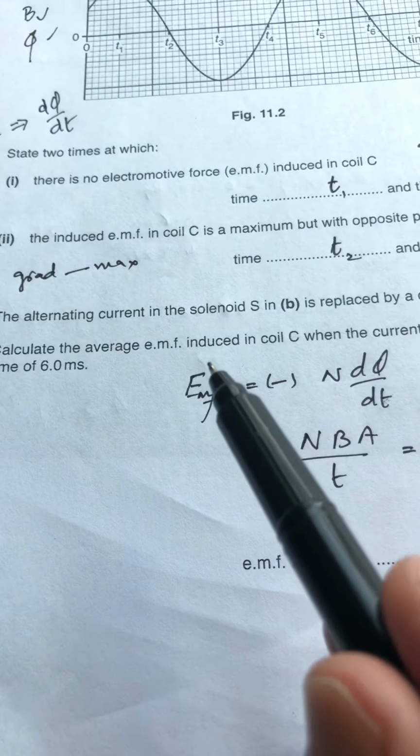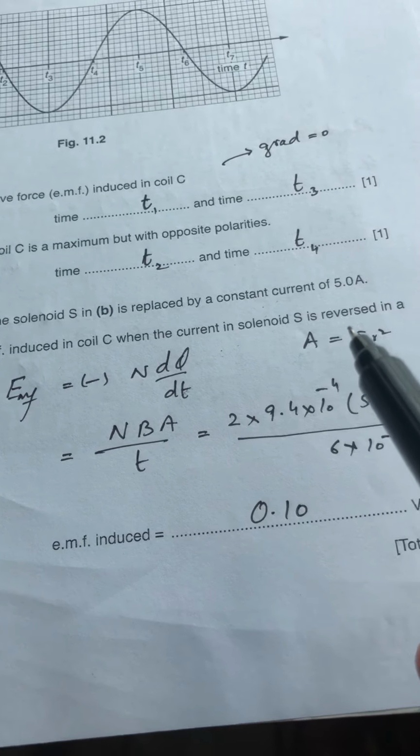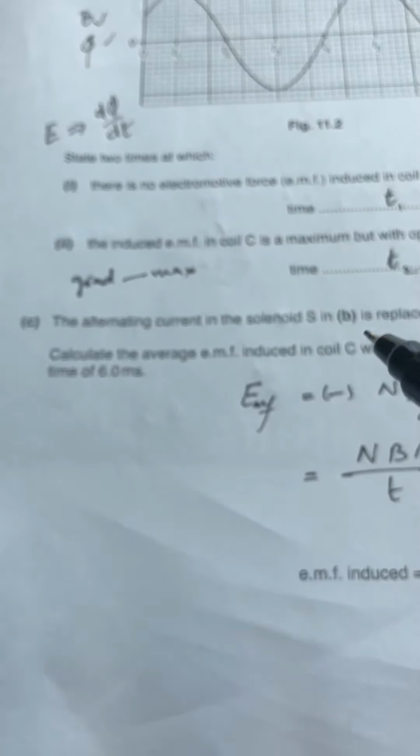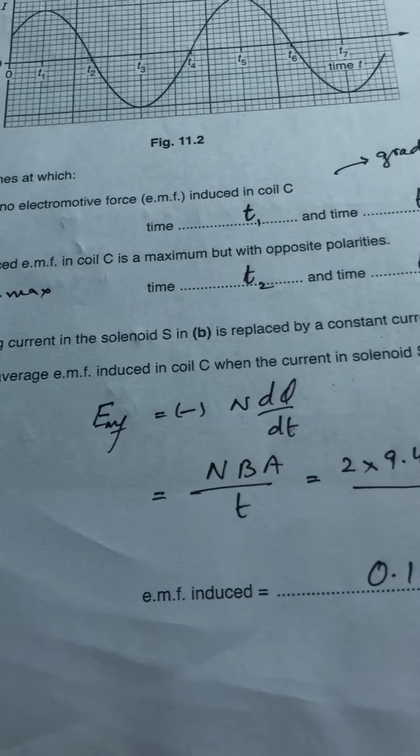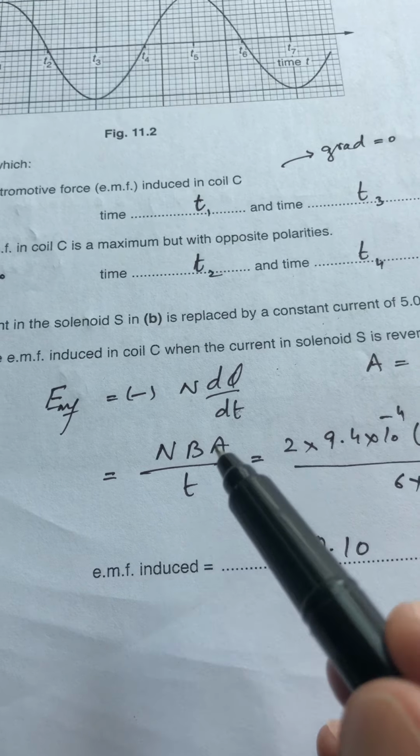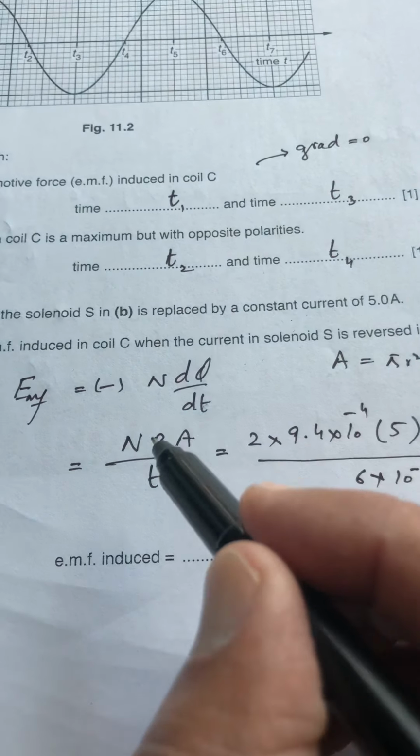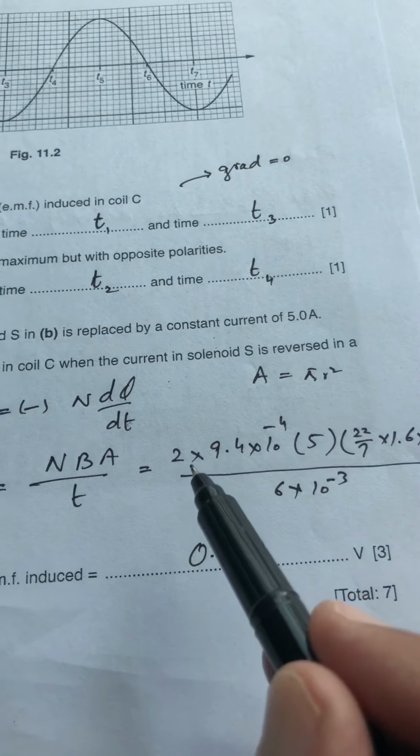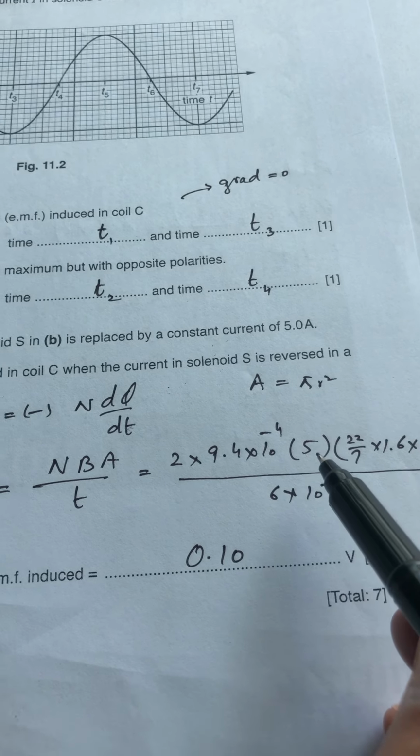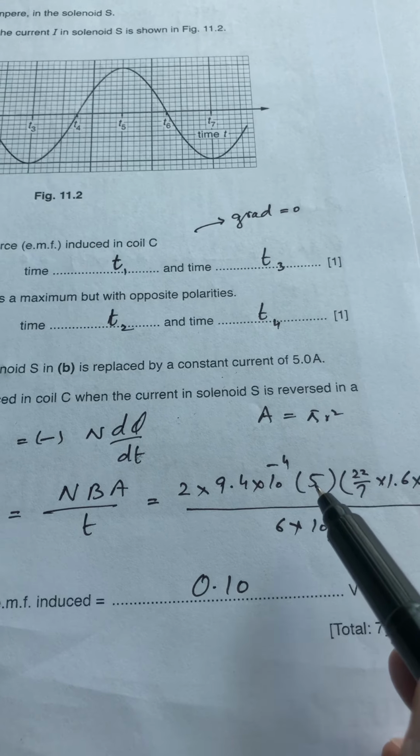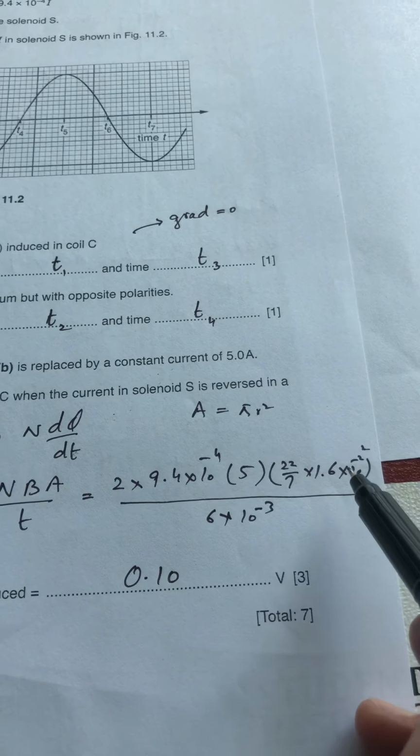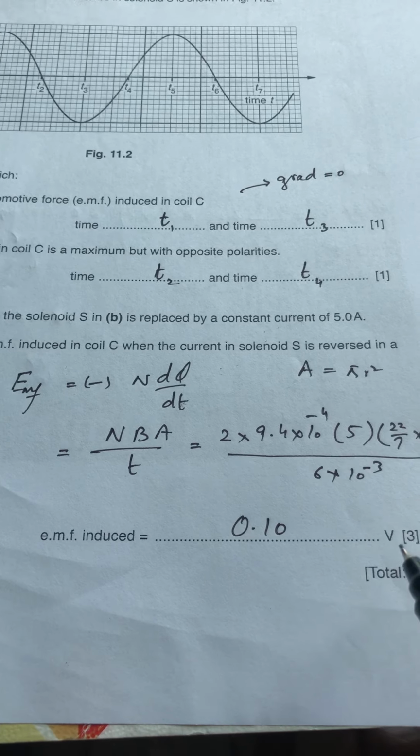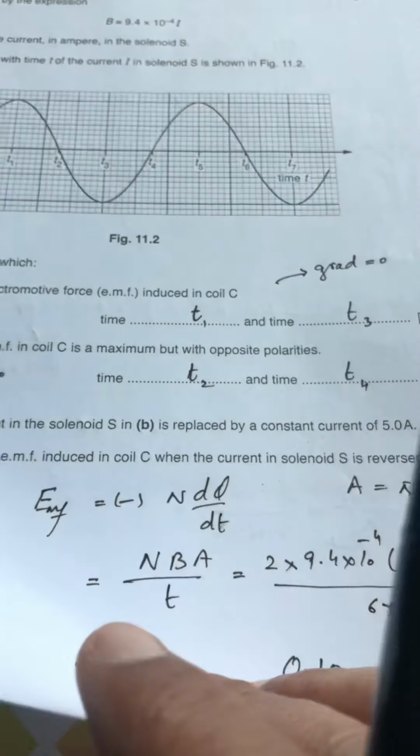Next question is, we have to calculate the average EMF when the current in the solenoid is reversed in the given time, meaning two directions. First one side, then the other side, because it is reversed. So N d phi over dt, N B A over t. It must be 2 times, because two directions, forward and then backward. So 2 times B value, current 5 is given, and then area pi r squared, and this is the time. So this induced EMF voltage is 0.1 volt. So this is the question.